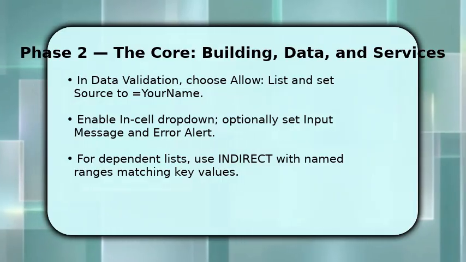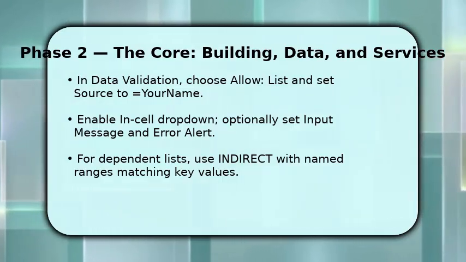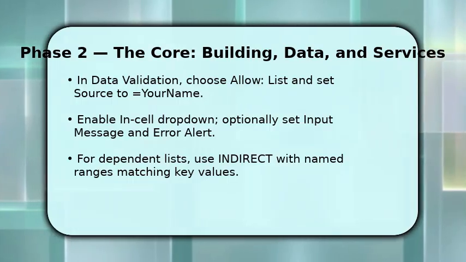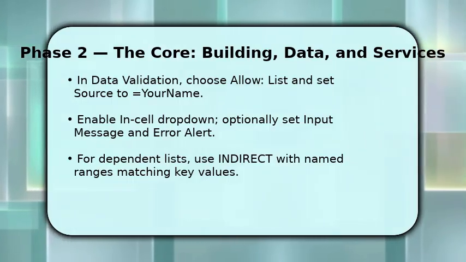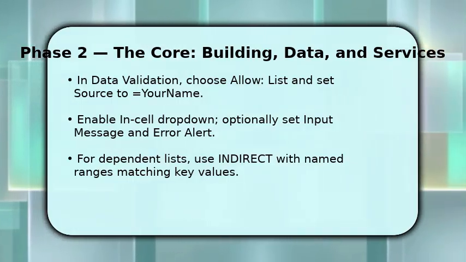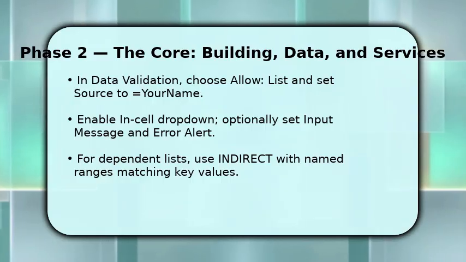For dependent dropdowns, use INDIRECT to reference a second named range based on the first selection. Because that dynamic lookup lets related choices update instantly without extra macros.